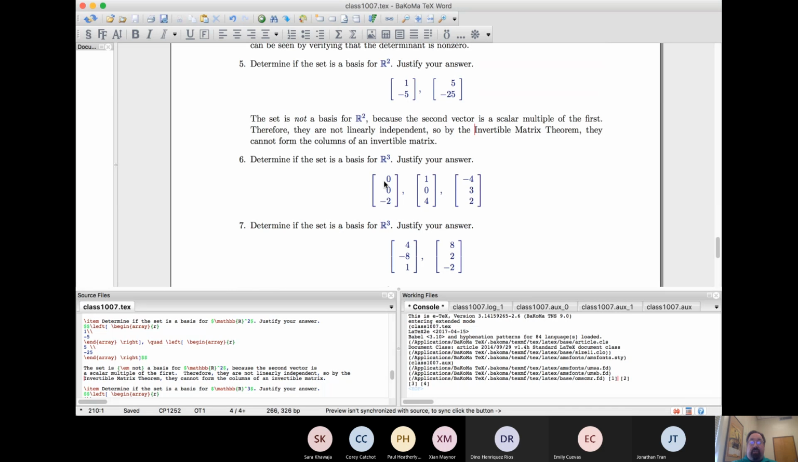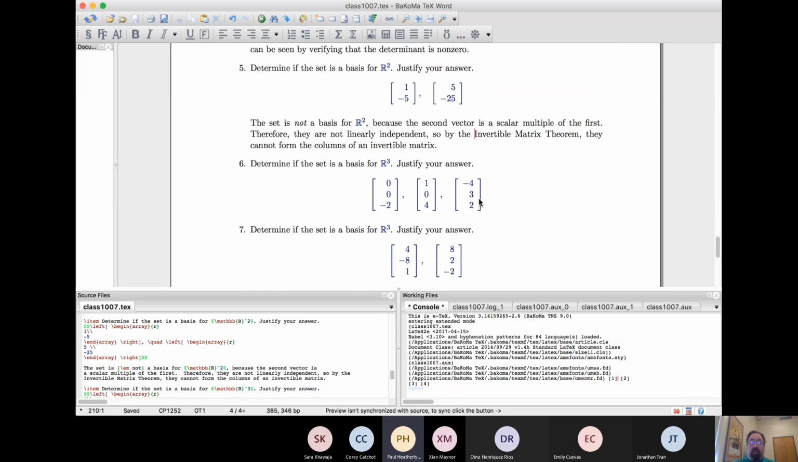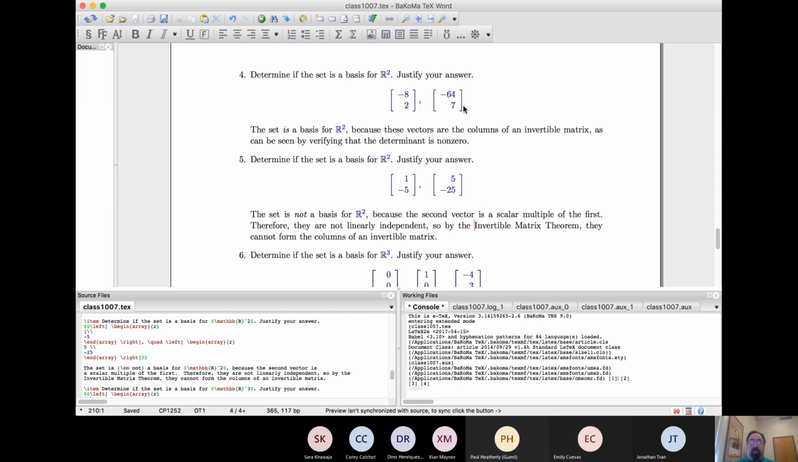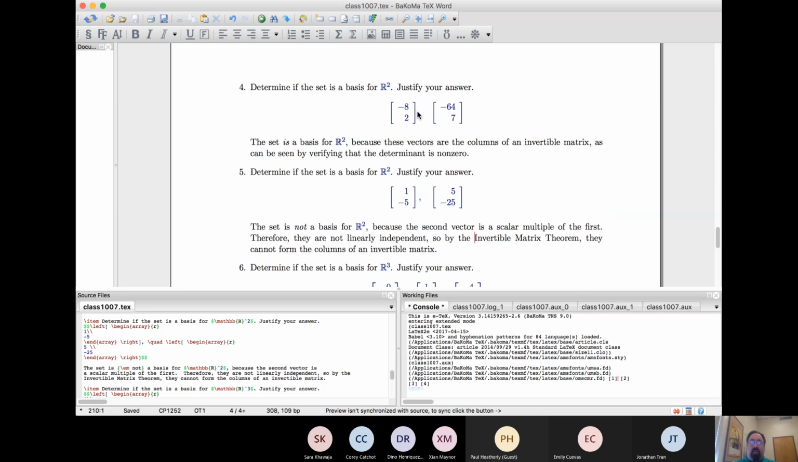Here we have 3 vectors. Do they form a basis for R3? So what you could do is assemble a matrix. Can you go back to 4? Yes. Okay, I think I got it.